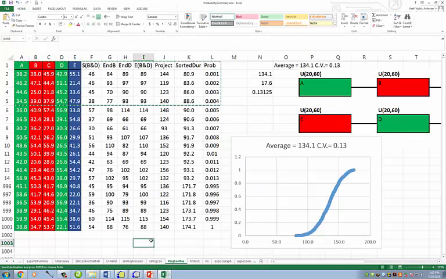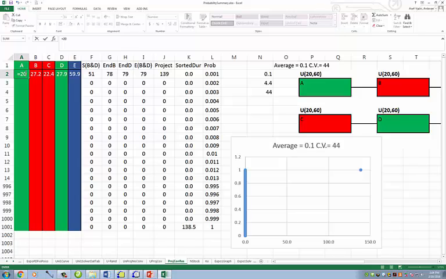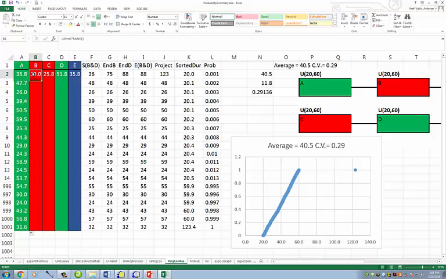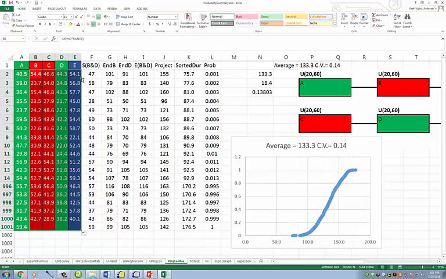I'll go to the Excel sheet. As usual, equal to 20, which is the minimum duration, plus 60 minus 20, which is 40, multiplied by rand, and that is the duration of activity A. I copy it down. The same for B, C, D, and E. So I copy all of them down. Now I have the duration of all activities.